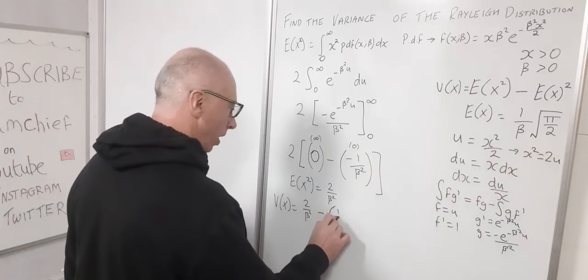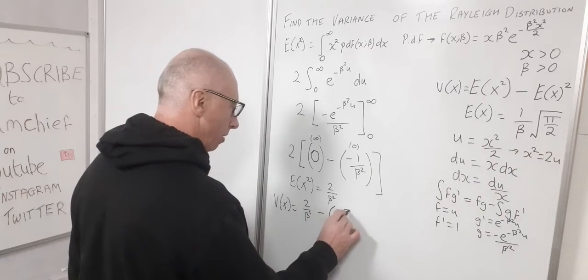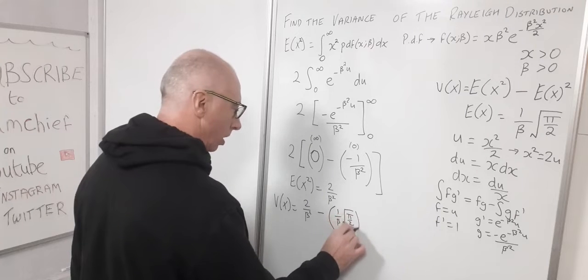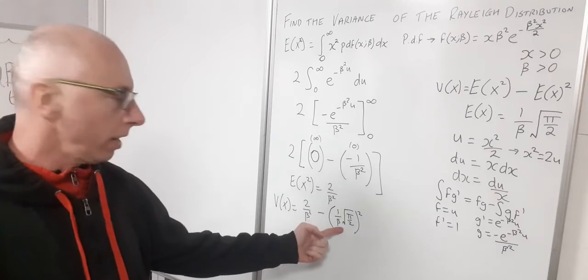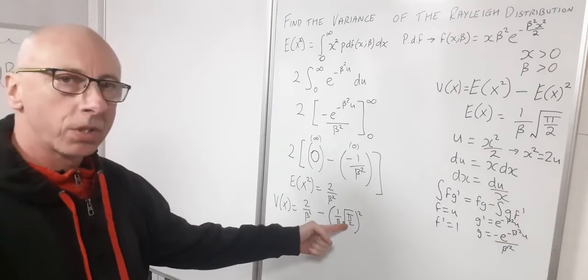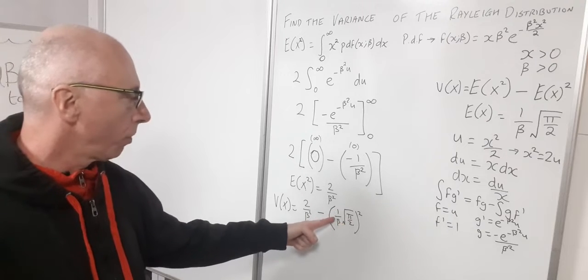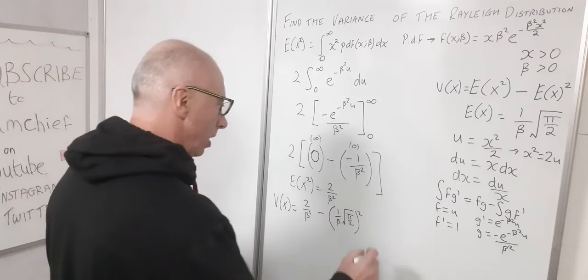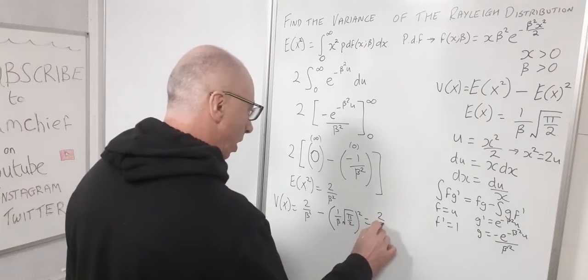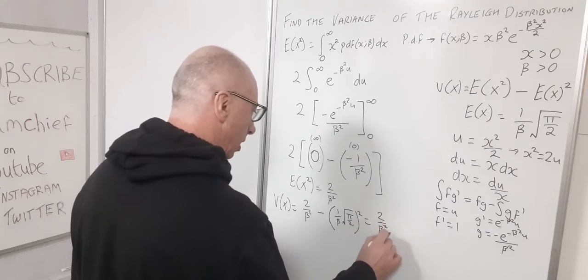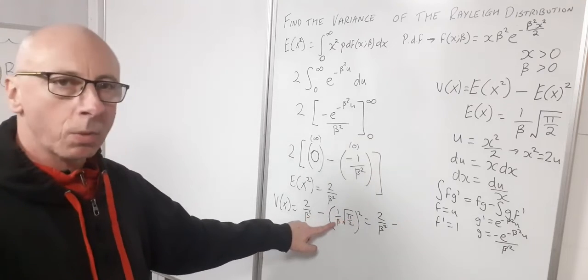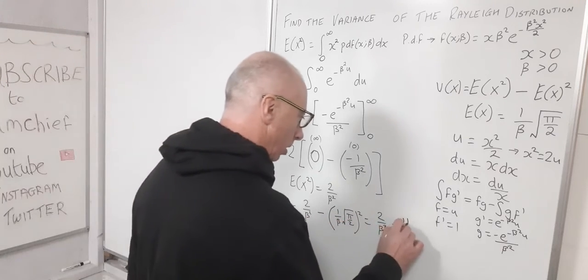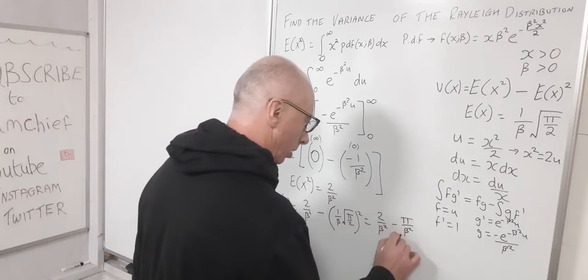So now I've got 1 over beta times the square root of pi over 2, all squared. Well, to square this, I'll lose the square root, so it'll just be pi over 2, and 1 over beta will become 1 over beta squared. So this now becomes 2 over beta squared minus pi over beta squared times 2. So beta squared times 2, so I can write that as 2 beta squared.